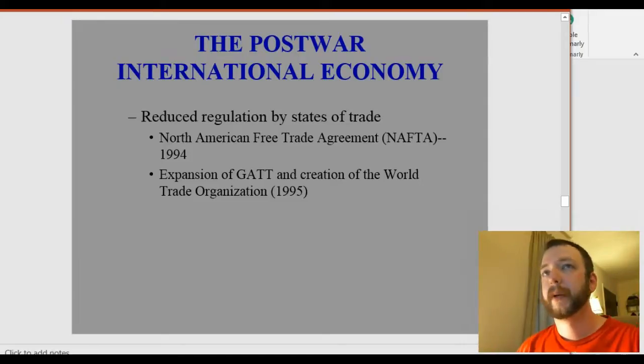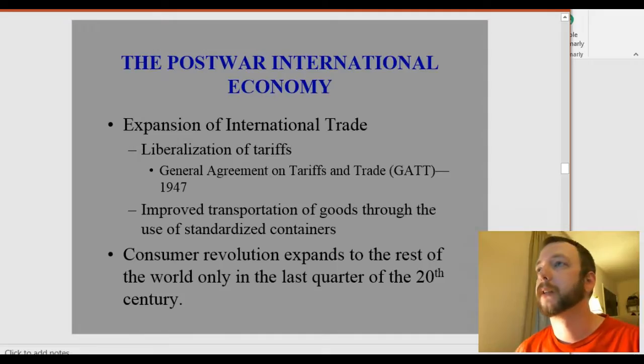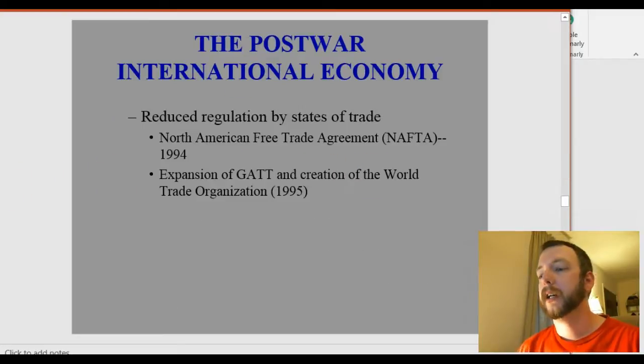When we're talking about that expansion of GATT, the General Agreement on Tariffs and Trade, that's what we mean when we're talking about GATT. So we get the expansion of GATT and the creation of the World Trade Organization in 1995. The idea here is that world trade should be based on a free market, and hopefully that would lead to a drop in prices, which would theoretically increase prosperity.